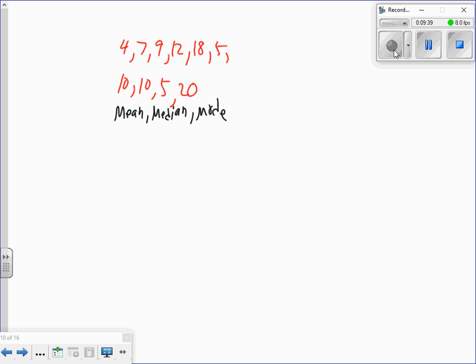Your next question is given a list of 10 numbers, find the mean, median, and mode. So for mean, we mean the average. And in order to calculate the average, you have to add them all together.